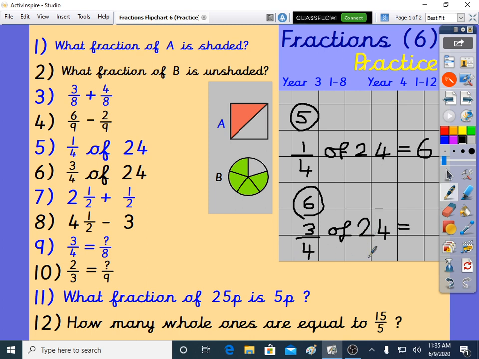And then you get that 6 that you found and you times it by the top. You times it by the numerator. 6 times 3. 6 and 12, 18. That's 18. I did 6 times 3, didn't I, with the year 4 song.